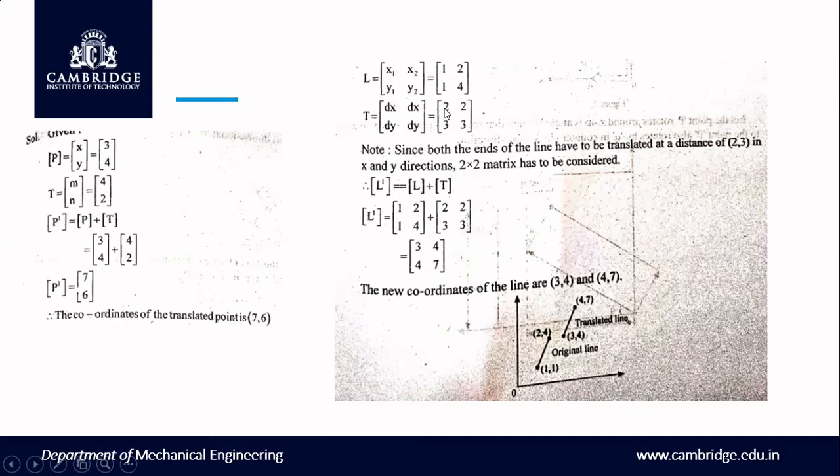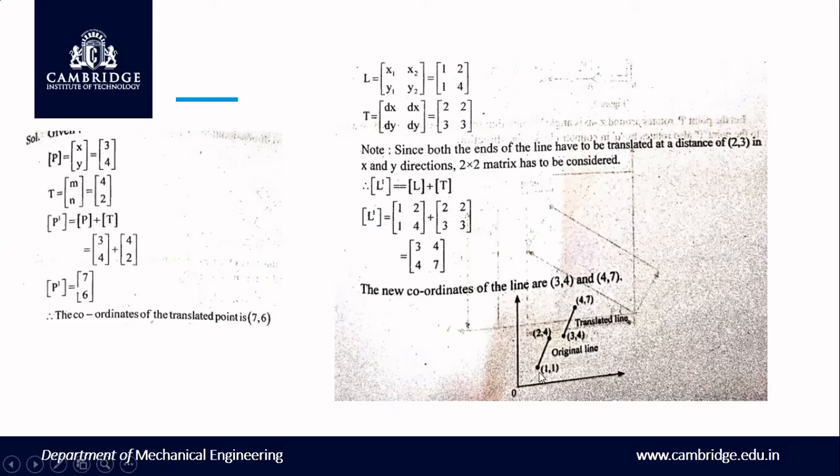That is, dx, along x it has to move 2 comma 2, and then along y it has to move 3 comma 3. That is, L inverse or L dash is equal to 1 2 1 4, plus it's additive 2 2 3 4, 2 2 and 3 3. Now you just add: 1 plus 2 is equal to 3, 2 plus 2 is equal to 4, 1 plus 3 is equal to 4, 4 plus 3 is equal to 7.